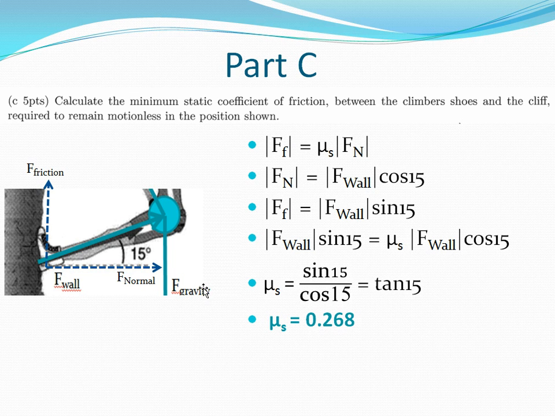And so you can substitute the different components of the wall force in for friction and the normal force, and based on that you can solve for the static friction coefficient. So you have that the static friction coefficient is equal to sine 15 divided by cosine 15, because the magnitude of the wall force cancels on both sides. And so this was also equal to tangent 15, which is just 0.268, and this is the static coefficient of friction.